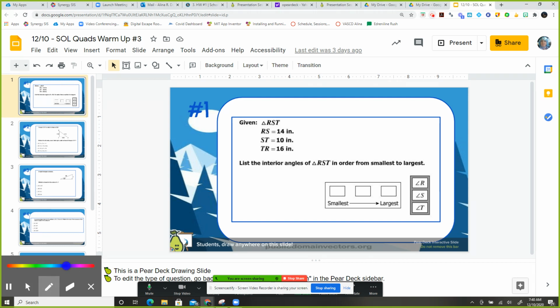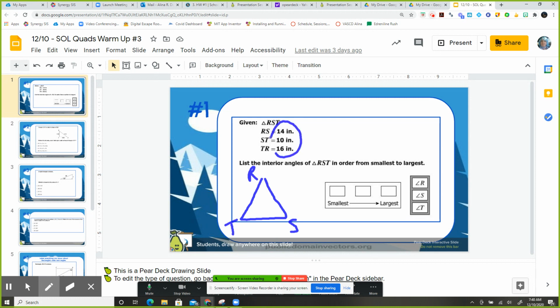So we're going to draw a triangle. Almost everybody did that. And then R, S, and T. Are these side lengths or are they angle measures? The sides, absolutely. So if those are side lengths, I've got R to S is 14, and then S to T is 10, and T to R is 16.